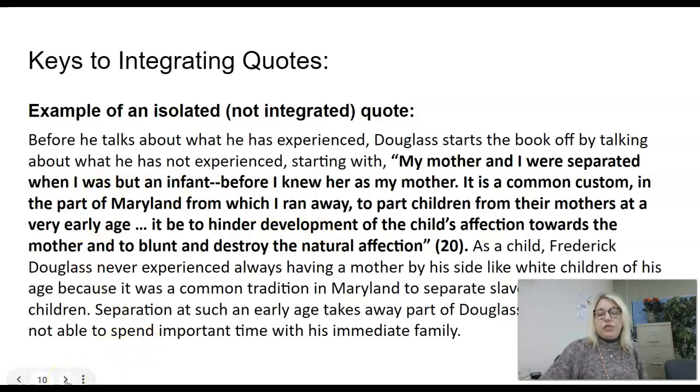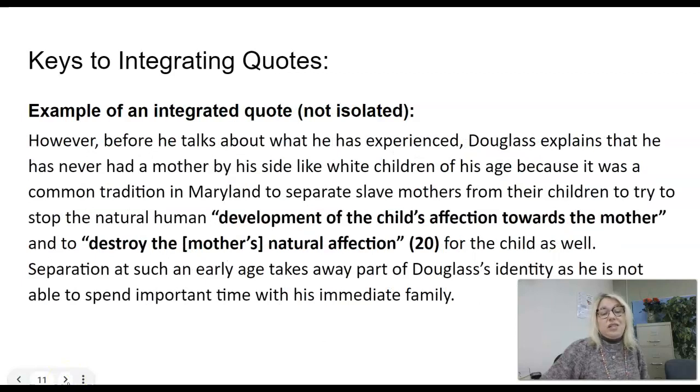Here's an example of what we could do to integrate it. First of all, you can see that the quote is much shorter. I just took out a chunk of it. Let me read it to you.